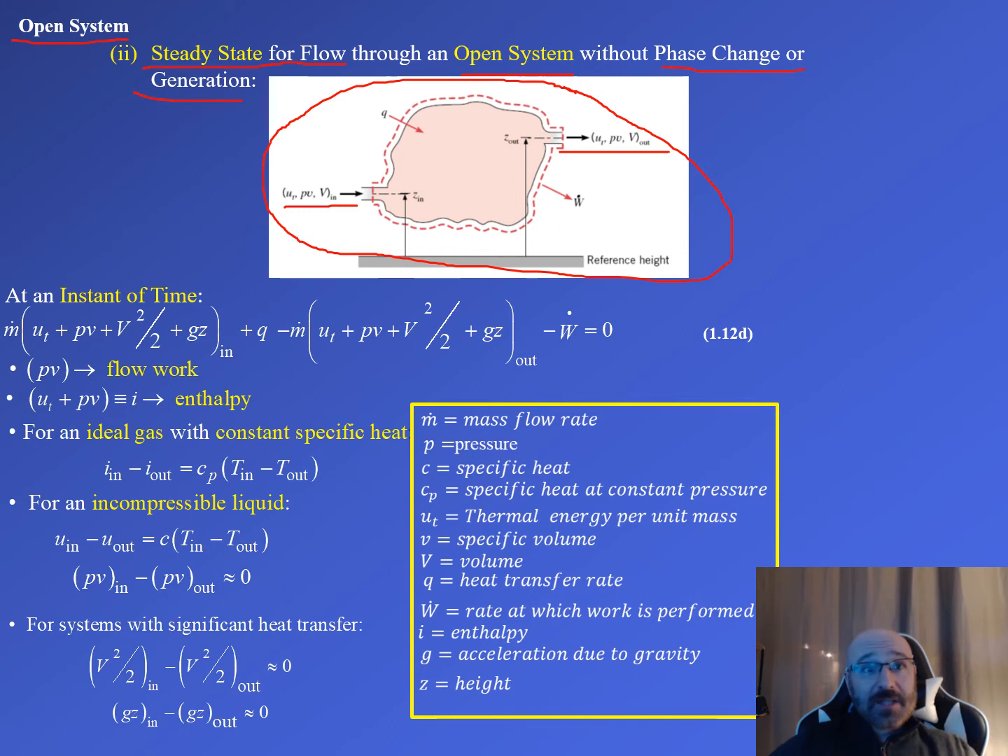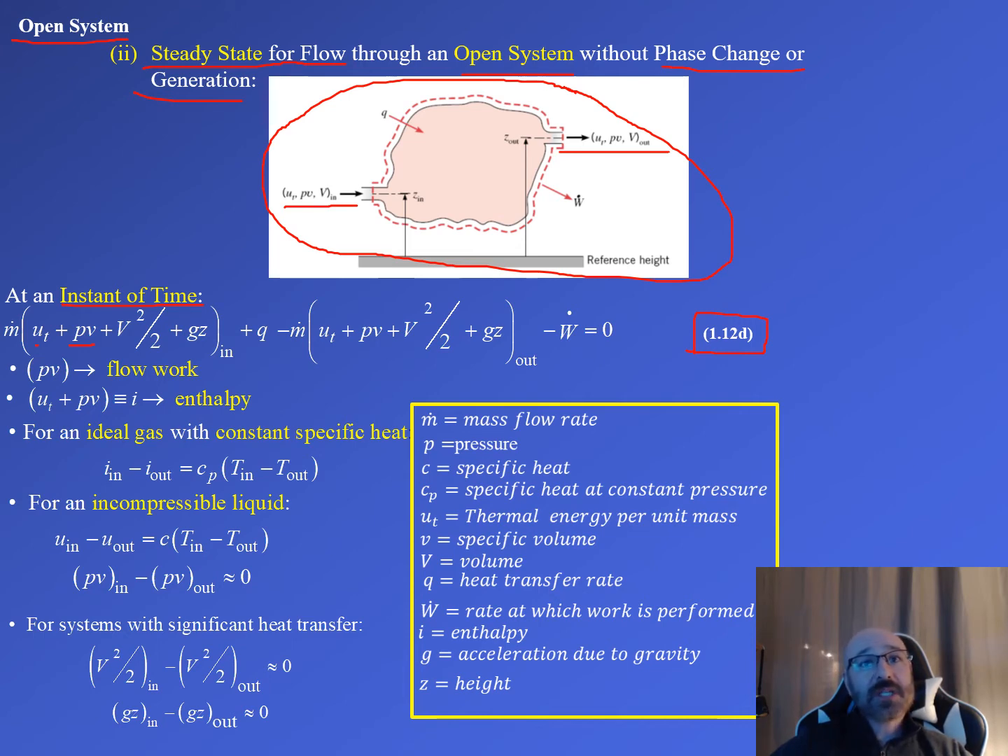So again, let's take a look at this first at an instant of time. So at an instant of time, we have this governing equation, which is given in our textbook as 1.12D. So we have m dot, or our mass flow rate, times u of t, which is the thermal energy per unit mass, plus our PV down there, where we have P as our pressure and v as our specific volume there, plus our V squared over 2, where capital V is going to be our velocity there, plus gz, where g is acceleration due to gravity, and z is our height right there.